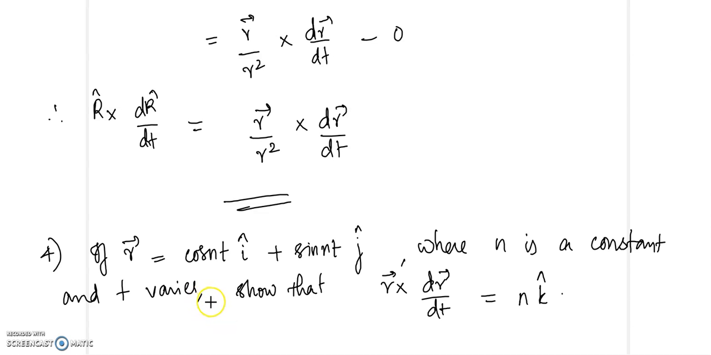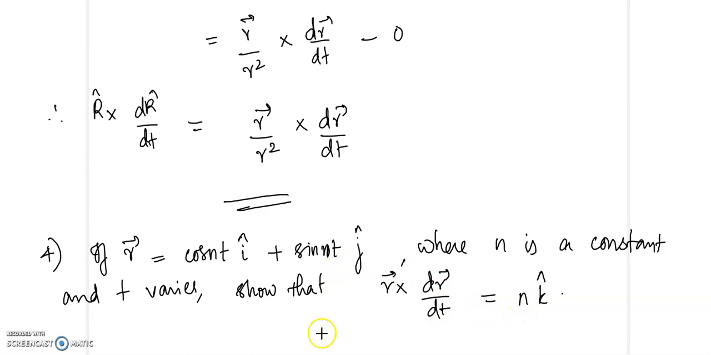To do this problem as an exercise, so if the vector r is equal to cos nt i plus sin nt j, where n is a constant and t is a variable, so t varies. So we need to show that r cross dr by dt is equal to nk.